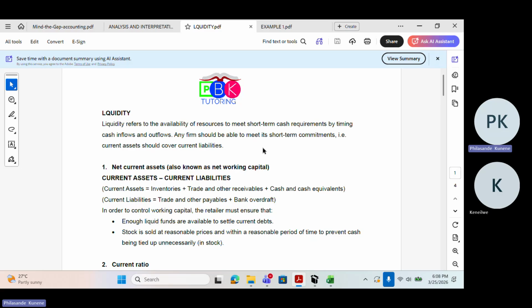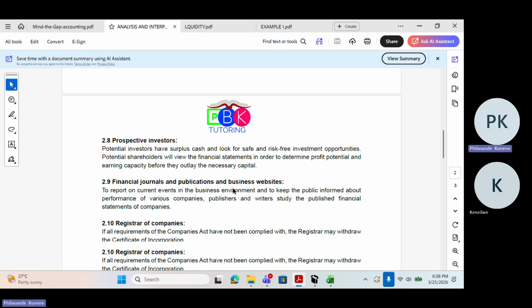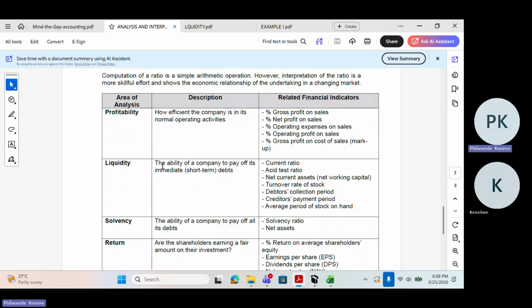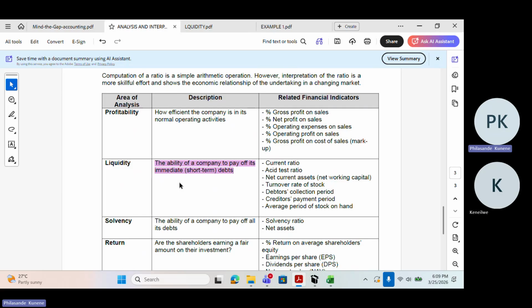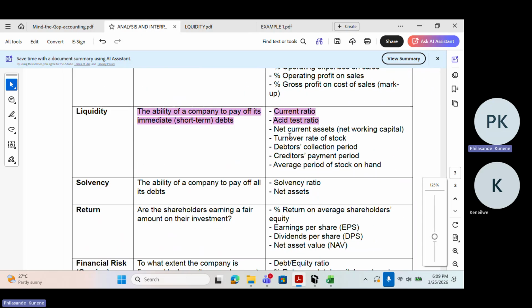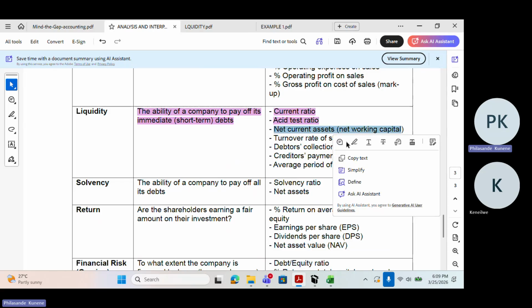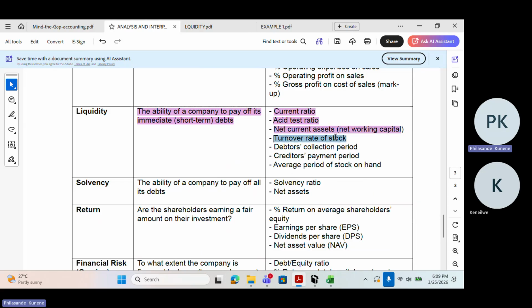We did speak about liquidity at a high level. I think in the previous class, I did show that liquidity means the ability of a company to pay off its immediate short-term debt. That's what we were checking previously, and we did look at the ratios that fall under liquidity. We spoke about current ratio, we spoke about acid test ratio. We spoke about the net current assets, which is net working capital. We're going to look at these ratios today.